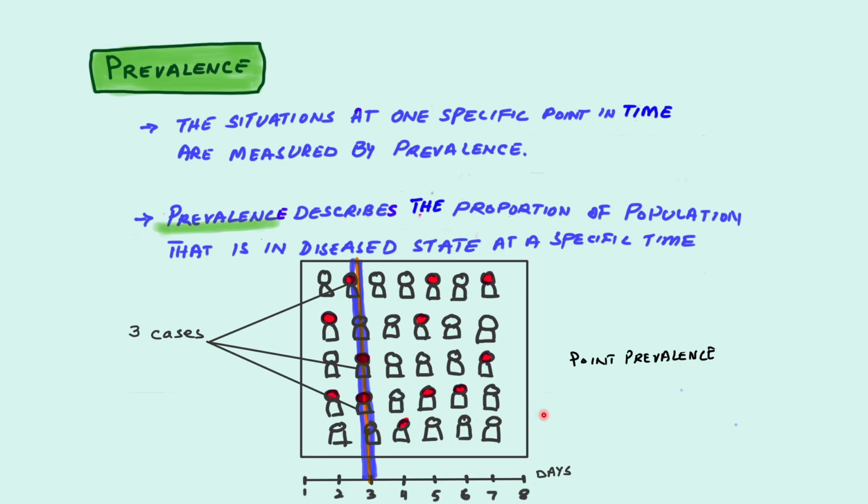If we change the point in time, prevalence will also change. For example, if we choose day 6, there is only one sick case, so the estimate will change. In simple terms, point prevalence measures the proportion of people who have the disease at a specific point in time.